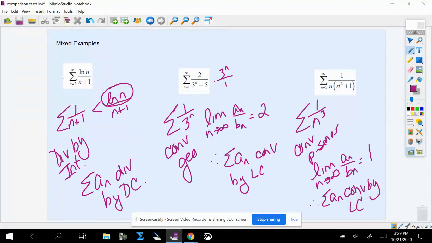I like the comparison test because I feel like it takes your limited knowledge. Right now, you really only have those 5 tests to work with to start, and it allows it to expand that knowledge and start looking at things that are really close to a geometric series or really close to a p-series and allow us to do a comparison to be able to figure out how they act. So that's our 2 tests for today, test number 6 and test number 7, and that covers section 9.4.